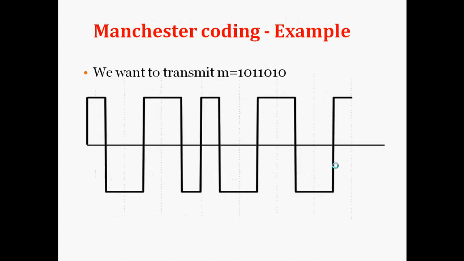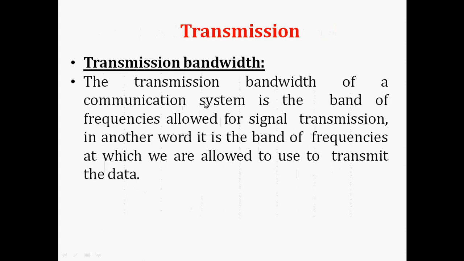You can see here my signal is 1011010. 1 is represented by the positive half pulse width of the signal followed by the negative pulse, and 0 is represented by the negative half pulse width of the signal followed by the positive pulse. Accordingly, the signal will get coded and be ready for transmission.